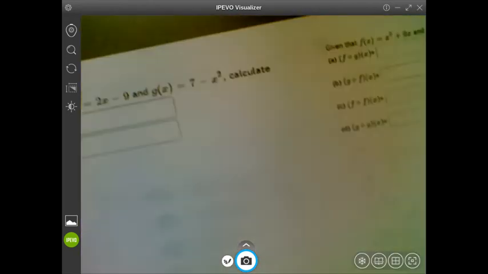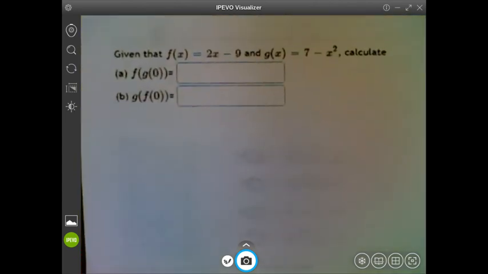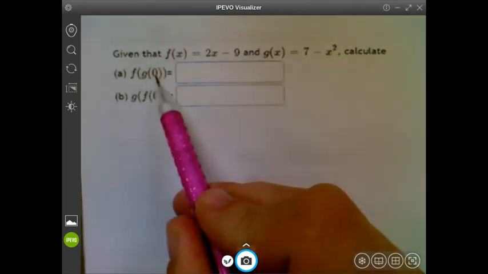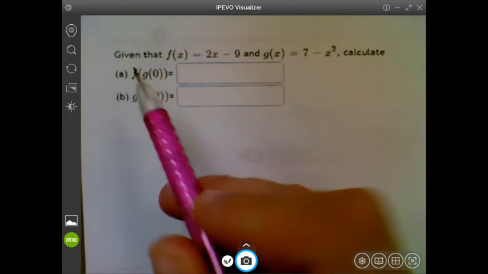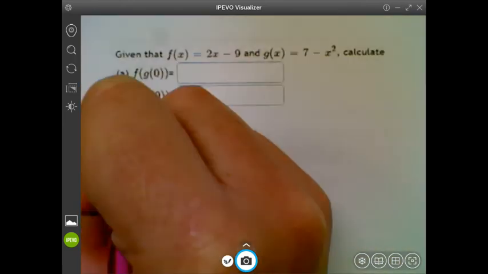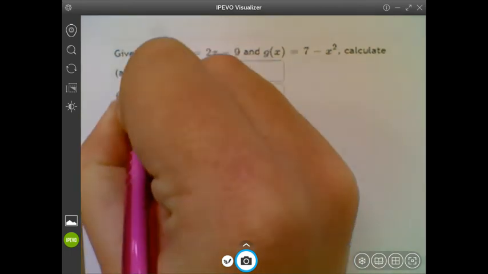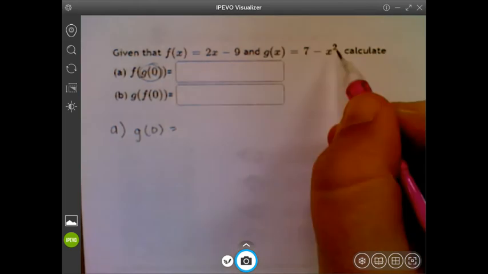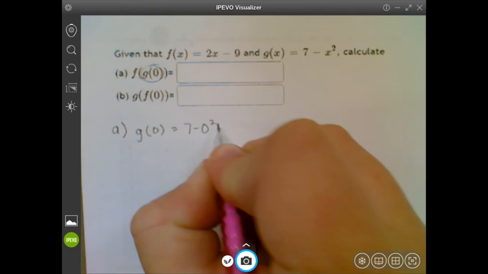All right, so now we're going to get into talking about compositions when we have equations. So here we're still calculating at specific values. For this first one, we're going to find g of 0, and then we're going to plug that value into the f function. So first up, what is g of 0? That just means plug 0 into the g function. So that would be 7 minus 0 squared, which is equal to 7.